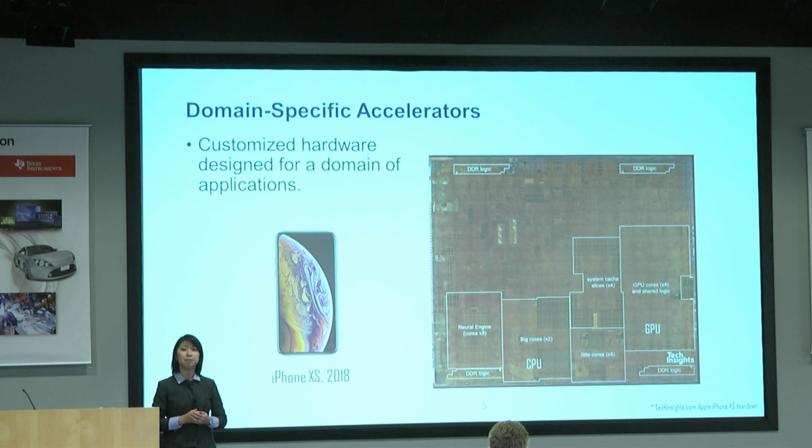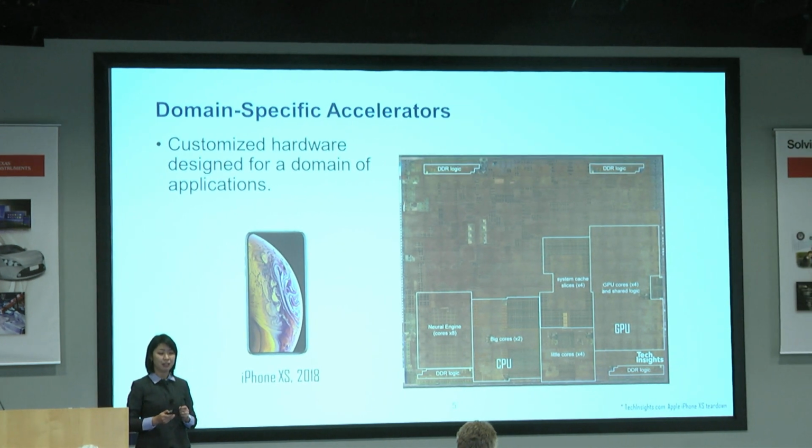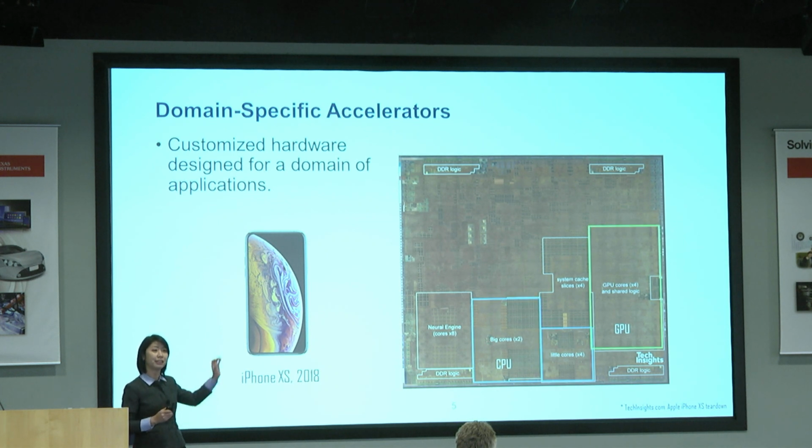A really good example of domain-specific accelerators is in Apple's SoC. This is Apple's A10 processor that was released a couple of years ago. What's really interesting is that if you look for CPUs or GPUs in this die photo, they are actually pretty small.